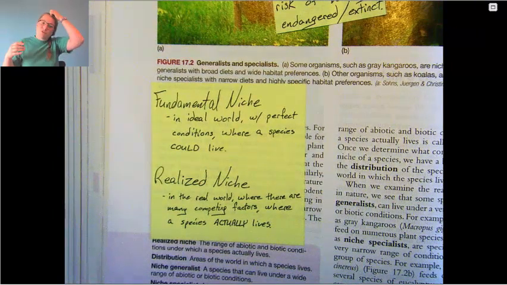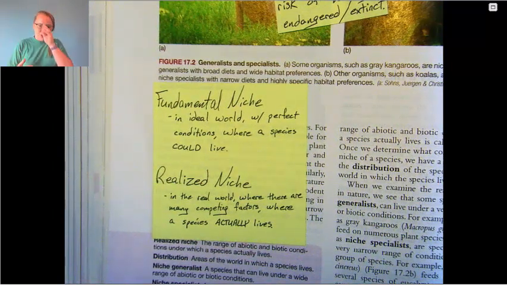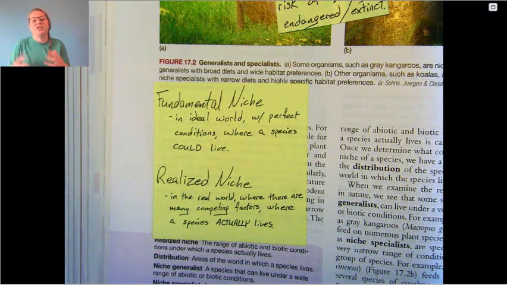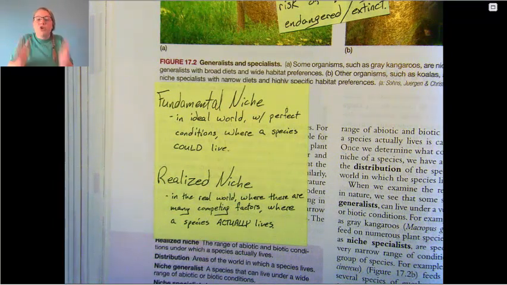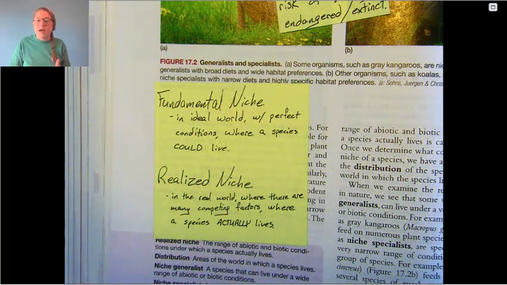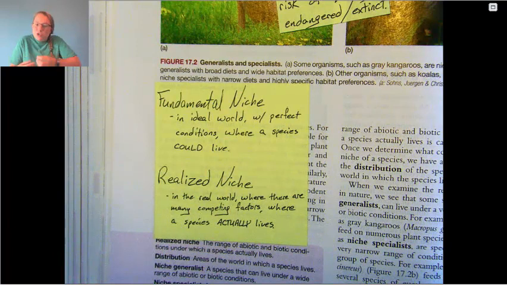So that brings me to this fundamental versus realized niche. Now, the fundamental niche, this is where an organism can survive, grow, reproduce. So it's that location where it could live and it could thrive. But just because it could doesn't mean that it does. And this is where we get into what's called realized niche, because there's many competing factors. Like there might be another organism that also wants to live there. So the realized niche, where the organism actually lives, is much narrower than the fundamental niche.